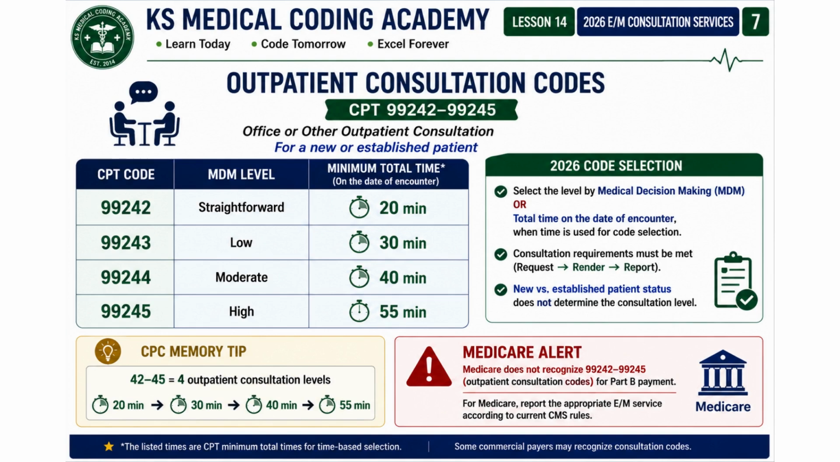99,242 through 99,245 are not recognized for Medicare Part B payment as consultation codes. Therefore, always verify the payer before assigning these codes. CPC memory tip: 42, 43, 44, 45, think 20, 30, 40, 55 minutes.